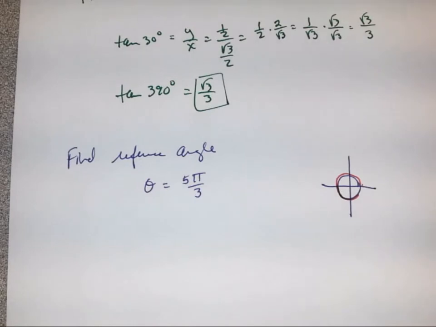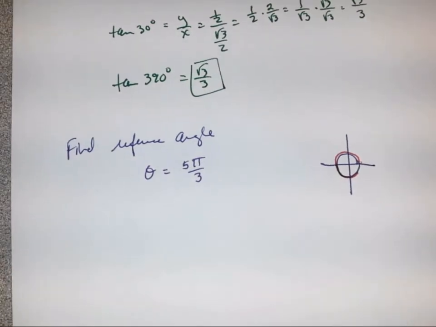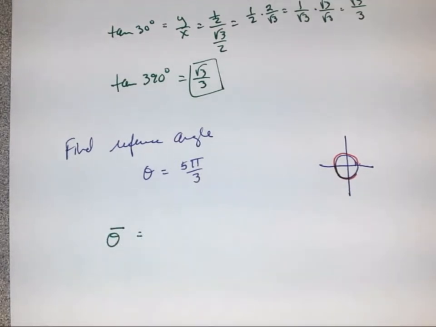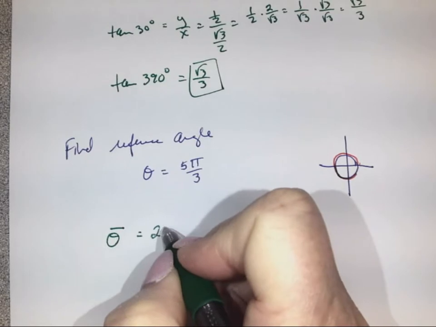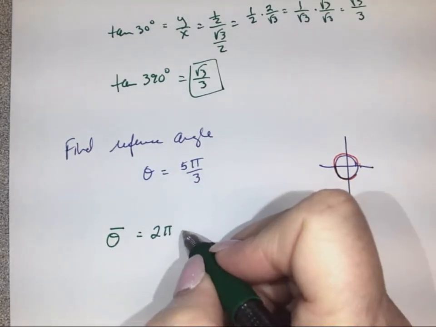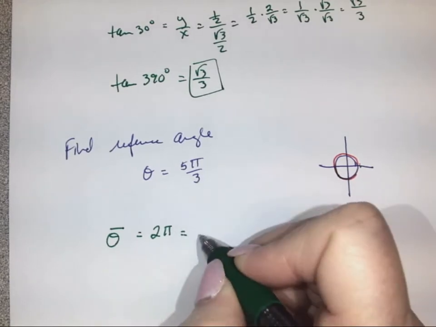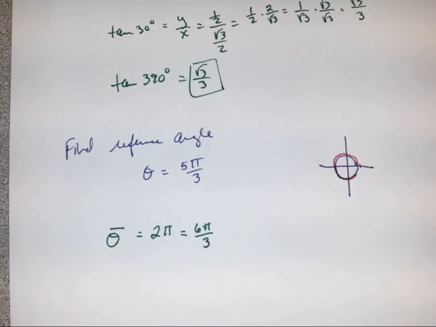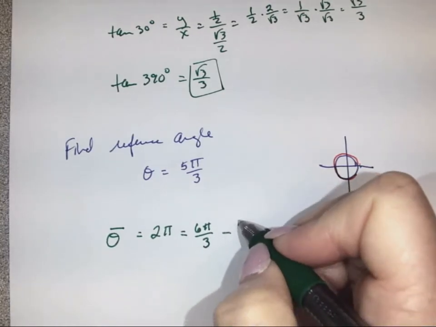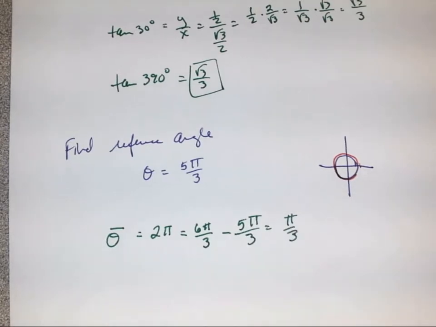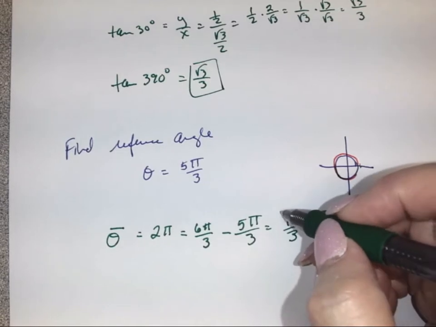Now, we need to find our theta bar. So if we take 2 pi, because 2 pi would be full around, we need a common denominator, so 6 pi over 3 is the same as 2 pi. Then we can subtract out 5 pi over 3. That'll get us 1 pi over 3. So that would be our reference angle right there.